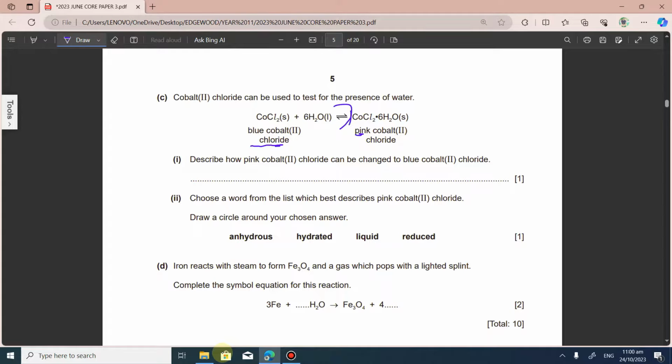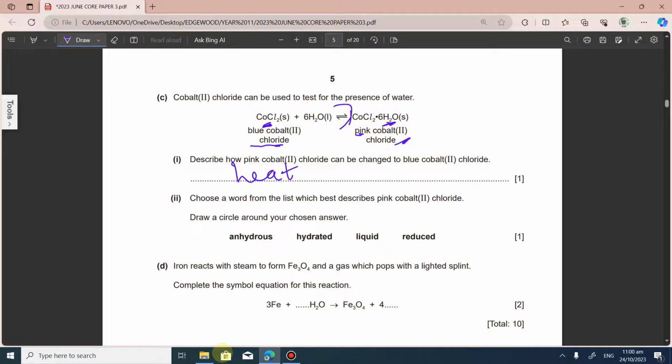Describe how pink cobalt 2 chloride can be changed to blue cobalt 2 chloride. So it's asking how can we reverse it. We can reverse this reaction by heating. Just apply heat to the pink cobalt 2 chloride. The water evaporates, and then you obtain back your dry blue cobalt 2 chloride. That's the process required there.